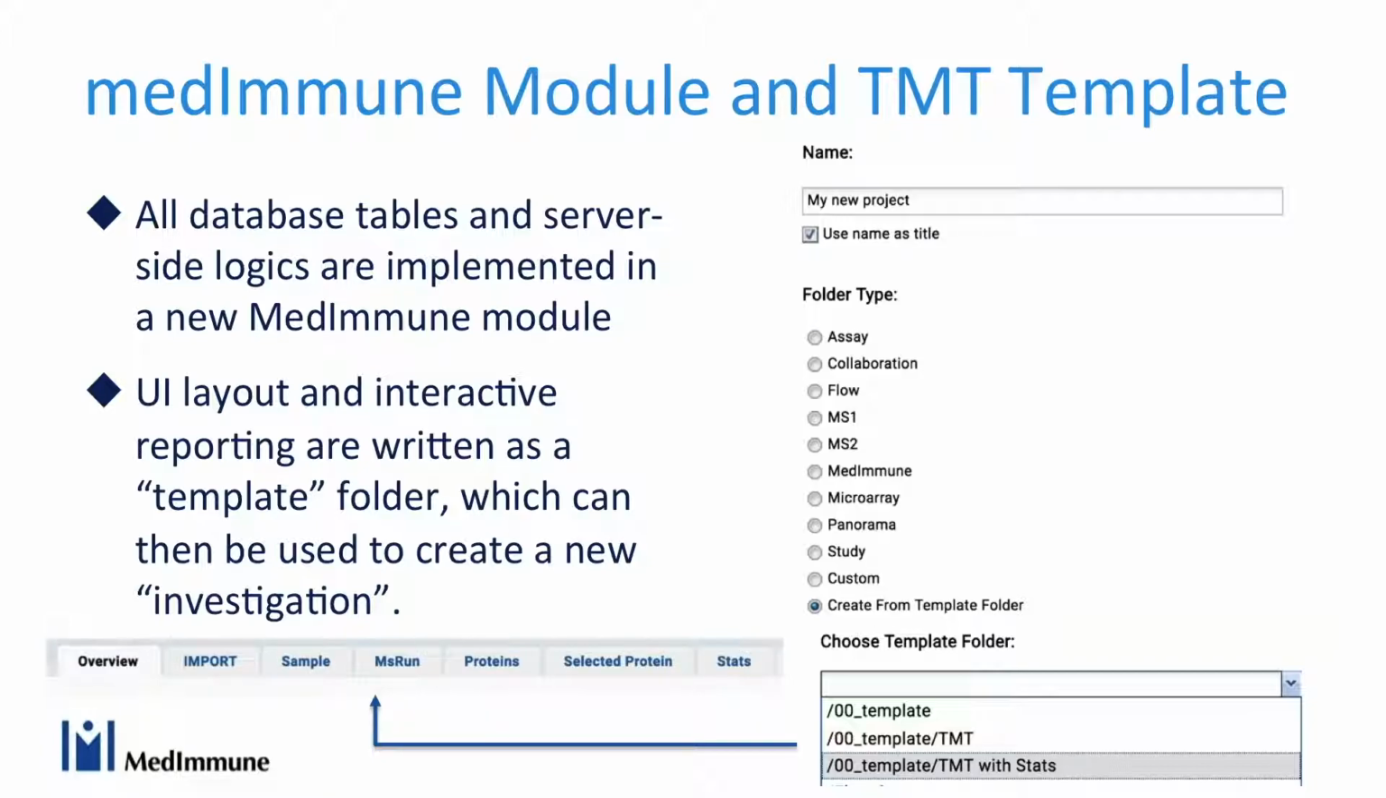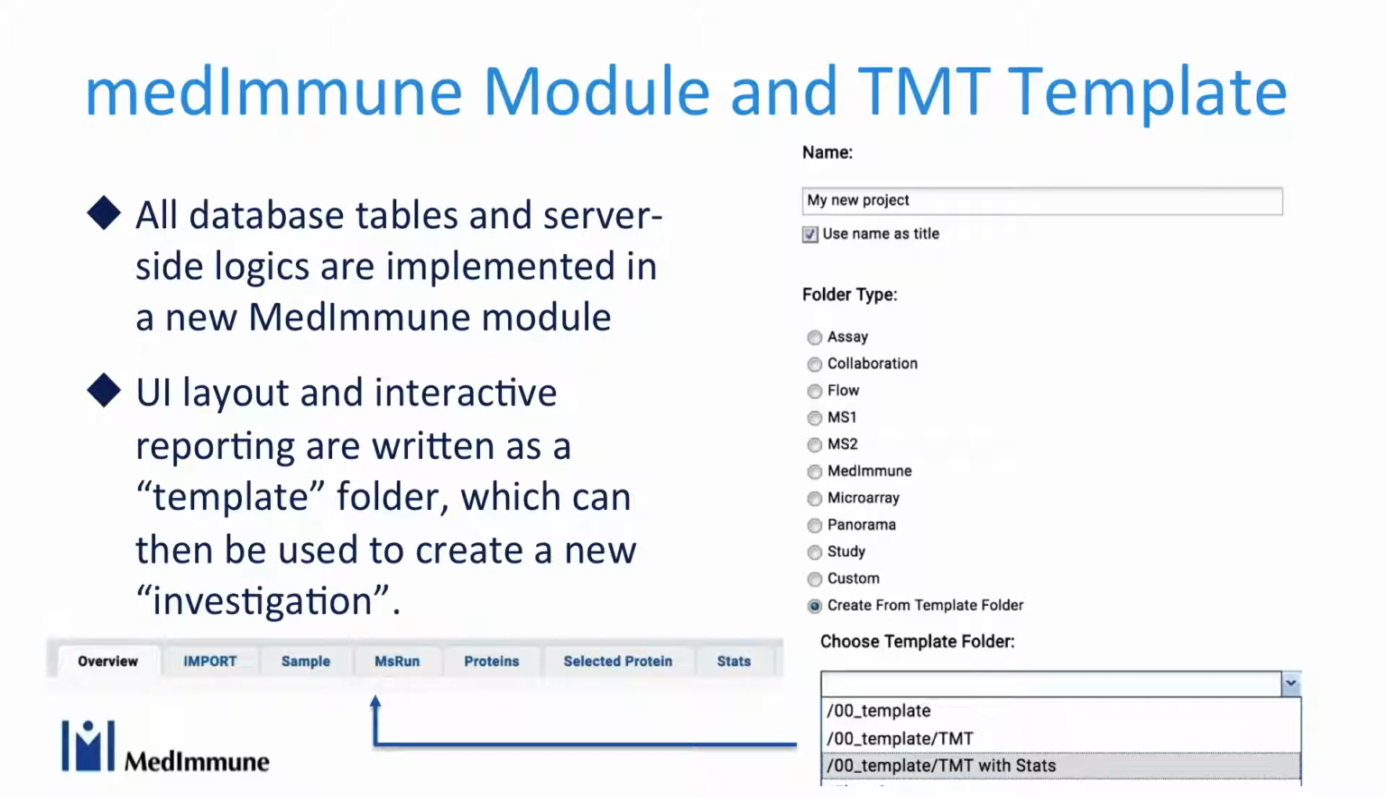From the user point of view, what you're going to see in our instance of LabKey is that you will go in and create a necessary subfolder. You upload the data that are coming out of the ProteomeDiscoverer, or maybe in the future MaxQuant. And then you can say, I'm going to create a folder that is of type Medimmune in this case. That invokes the Medimmune module.